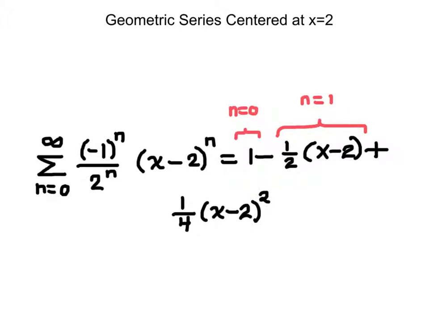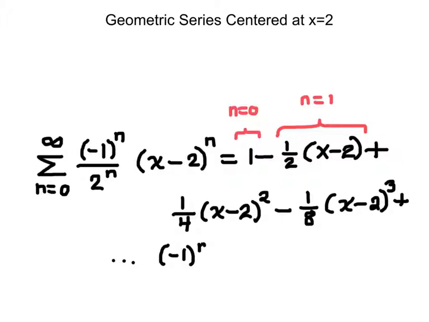And you can watch the pattern now because the next term will be negative, and it'll be 1/8, because we have 2 to the 3 in the denominator, times (x - 2) cubed. And this is going to continue going, and each term will be (-1)^n divided by 2^n, times (x - 2)^n, and this will continue on infinitely.